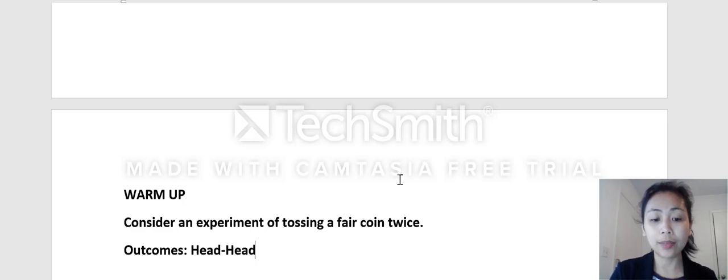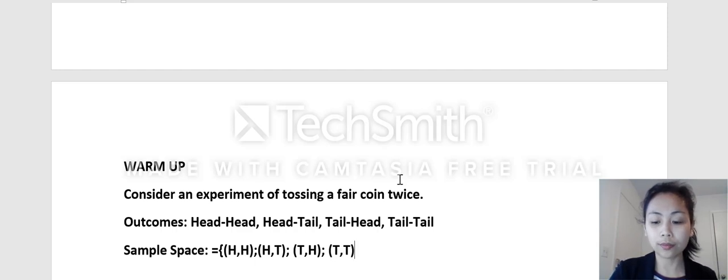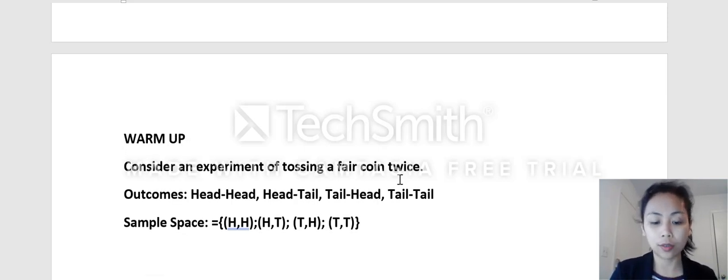Either head at the first time and head at the second time, or head tail, or tail head, or tail tail. So from this example, the sample space is basically the list of all of these four outcomes. It's the list of four ordered pairs: head head, head tail, tail head, or tail tail. And each of these four outcomes is called a sample point. So we have four sample points.